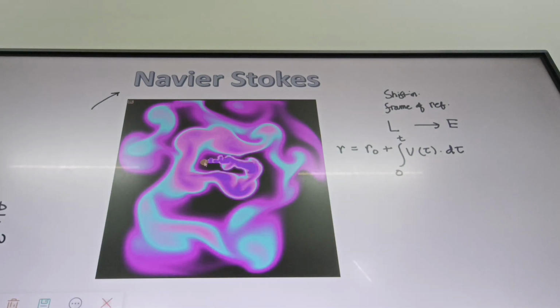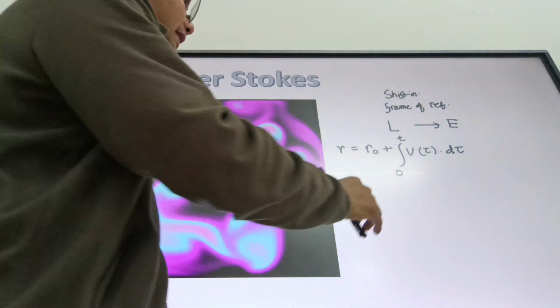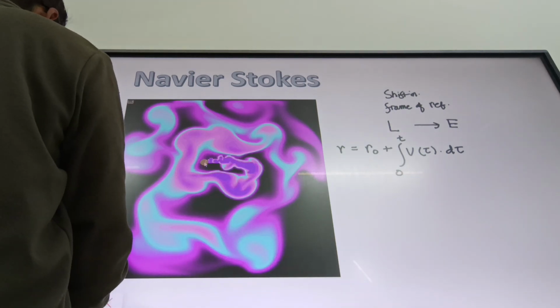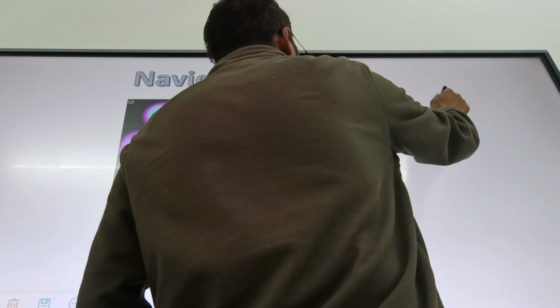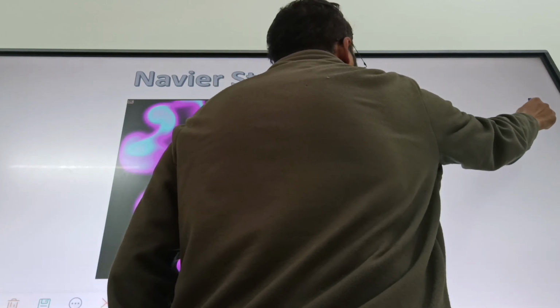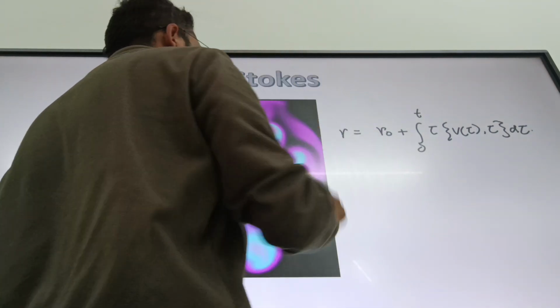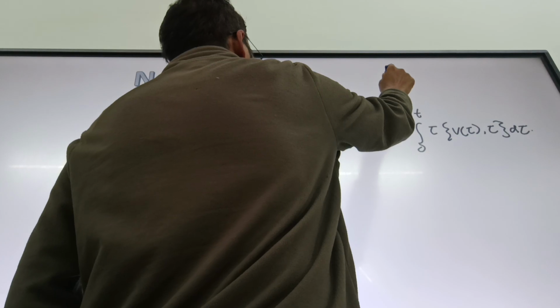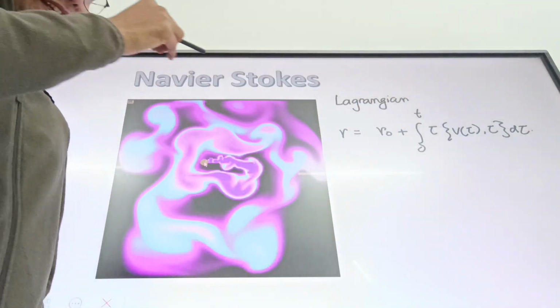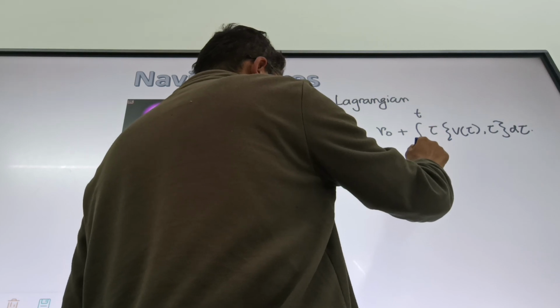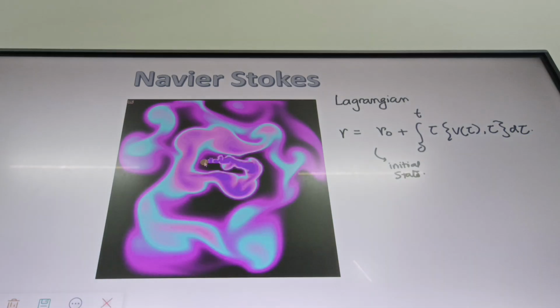Okay, how much a particle has moved in time t. R0 plus integral from 0 to t. This is valid for Lagrangian. We are focusing on one particular particle, how it is moving, and this is supposed to be the initial state, but we do not follow this frame of reference in fluid mechanics.